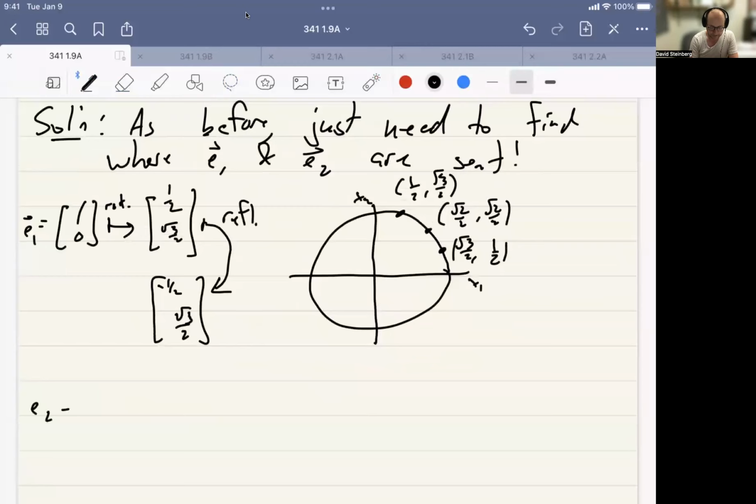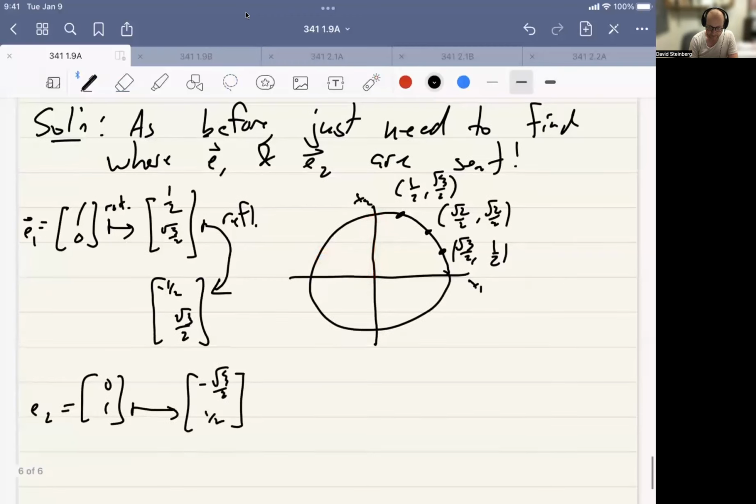E2 will be similar. 0, 1, that's right here. Now we're going to rotate this by pi over 3, so it becomes over there. This should be negative root 3 over 2, 1/2, since we're on the opposite side. So it's rotated from there to there, and then when we reflect, it'll come back over here. So this is the rotation, and this is the reflection.